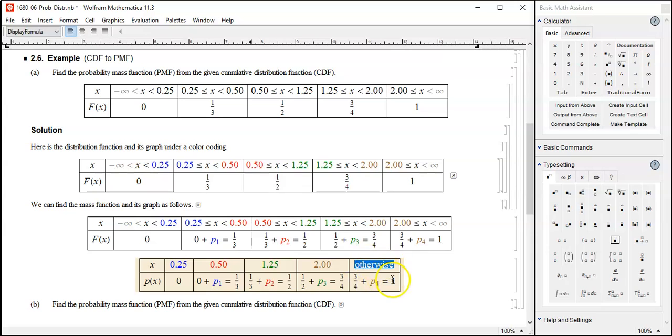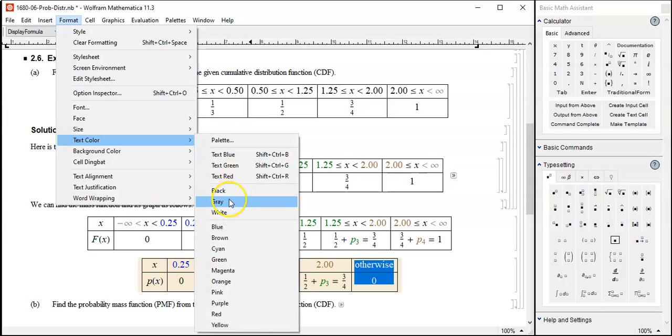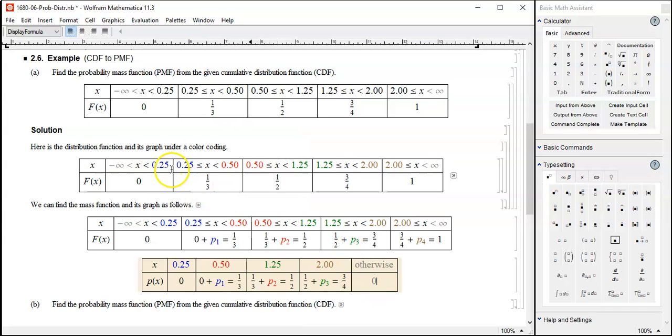Otherwise, the probability is always 0. That part is rather trivial. So we have cutting points 0.25, 0.5, 1.25, 2.0. Those are the possible x values. Otherwise, the probability is impossible. Now let's find out the probability masses.